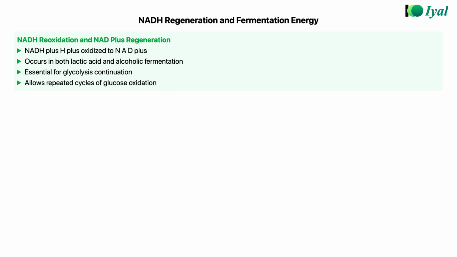NAD plus is the electron acceptor. When glucose is oxidized in glycolysis, electrons are given to NAD plus, making NADH. But if all the NAD plus is used up and converted to NADH, glycolysis stops. Dead stop. No more ATP can be made. So in fermentation, the NADH is reoxidized. How? By reducing pyruvate or acetaldehyde. The NADH gives electrons to pyruvate, making lactic acid, and NADH becomes NAD plus again. This way, NAD plus is regenerated, glycolysis can continue, ATP keeps being made, even without oxygen.